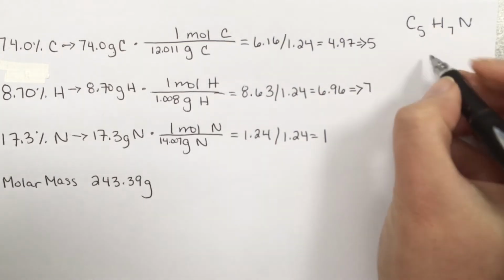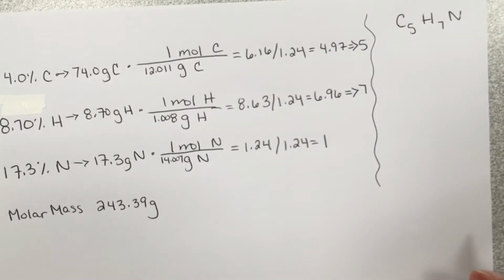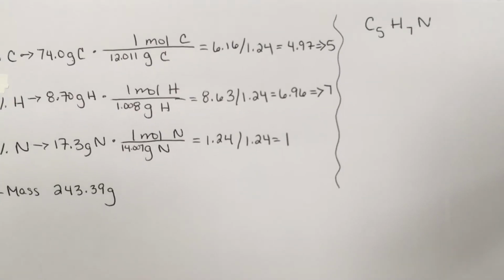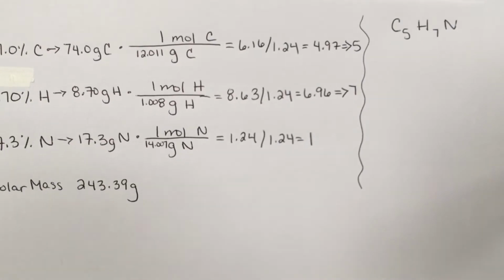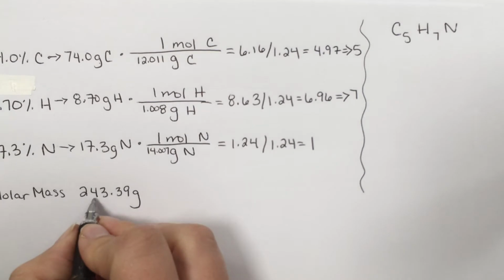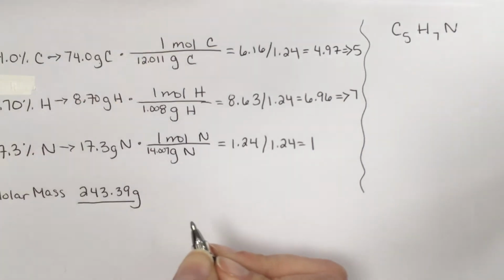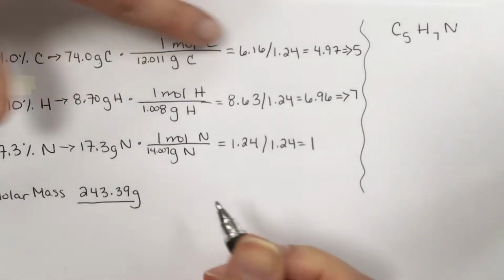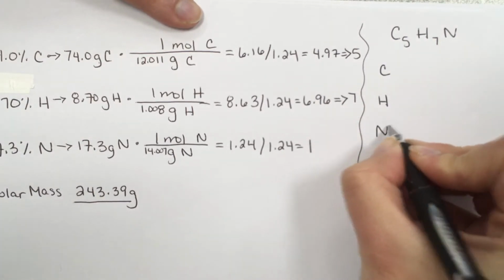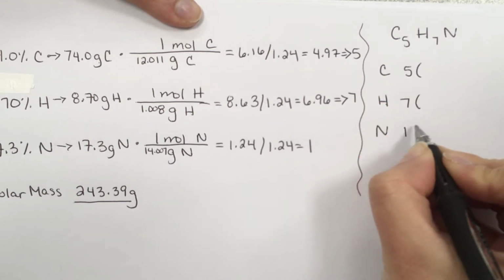Okay, so now we just need to calculate how much it weighs. Let's scoot it over a little bit. There we go. That's better. So we need to calculate how much it weighs for the empirical mass, because we have the molecular mass here, and we're going to divide that by its empirical mass, which is what we're going to calculate. So we have carbon, hydrogen, and nitrogen. We have 5 carbons, 7 hydrogens, and 1 nitrogen.